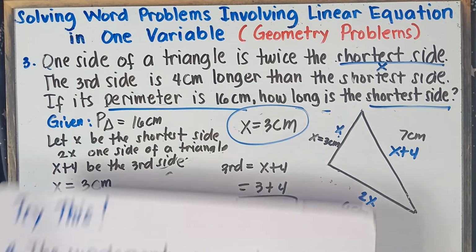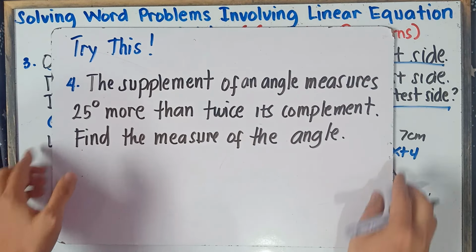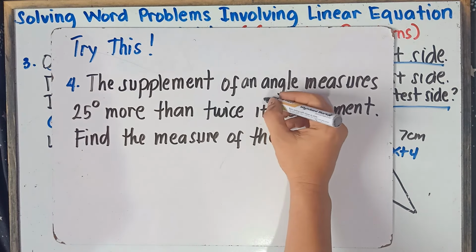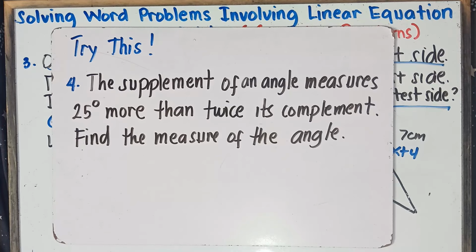Alright, so how about you try this one, class, number 4, and put your answer in the comments section down below. Let me check, class, if you really understand our topic. Number 4: the supplement of an angle measures 25 degrees more than twice its complement. Find the measure of the angle. You try this one, class, and put your answer in the comment section down below.